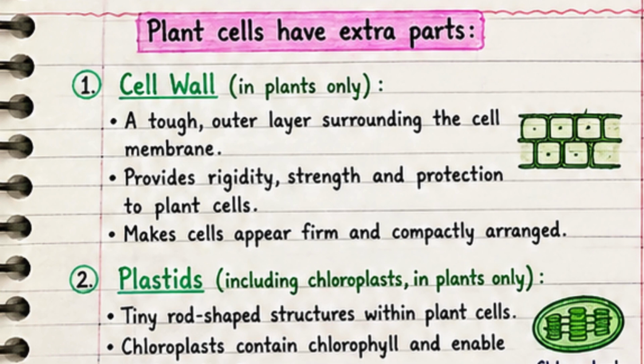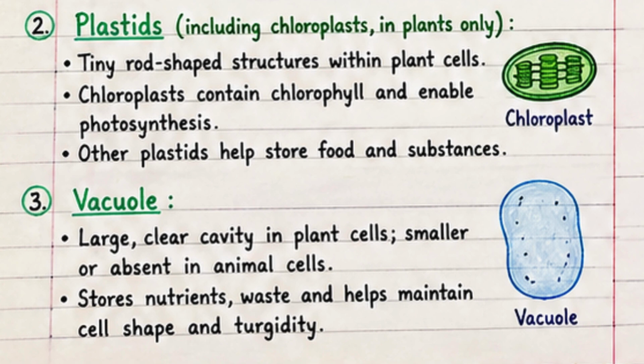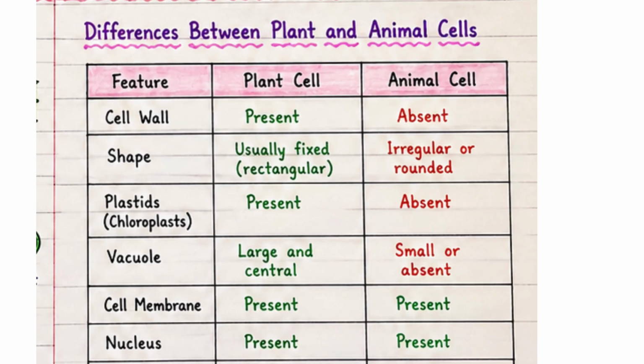Plastids are small structures in plant cells. Chloroplasts contain chlorophyll and help in photosynthesis. Other plastids help in storage of food. The vacuole is a large clear space in plant cells. It stores nutrients and waste, and maintains cell shape and firmness.